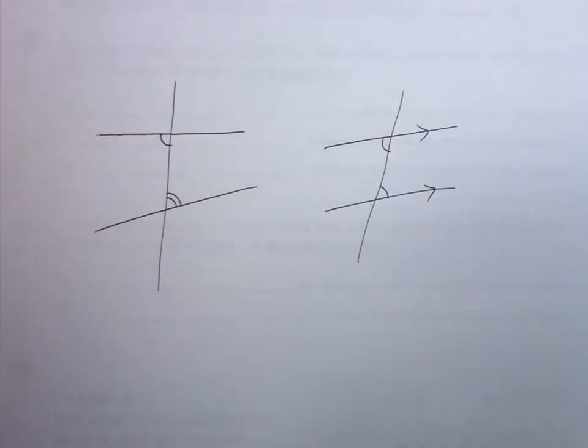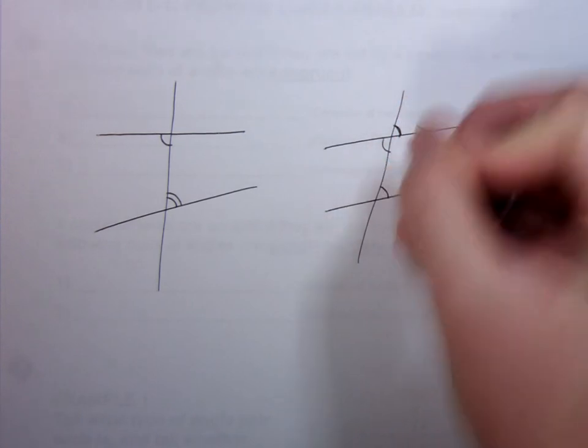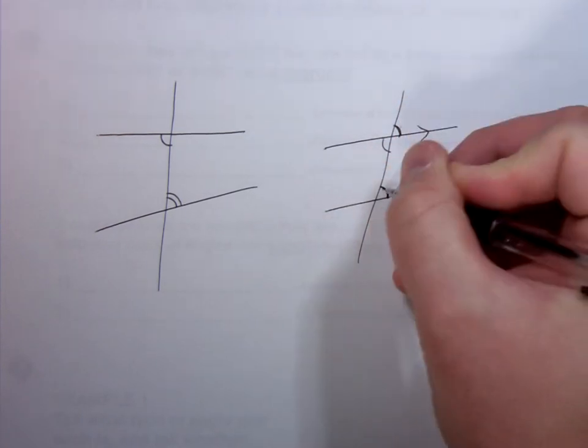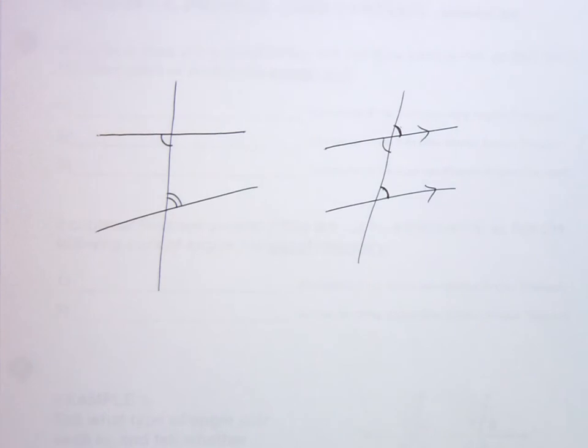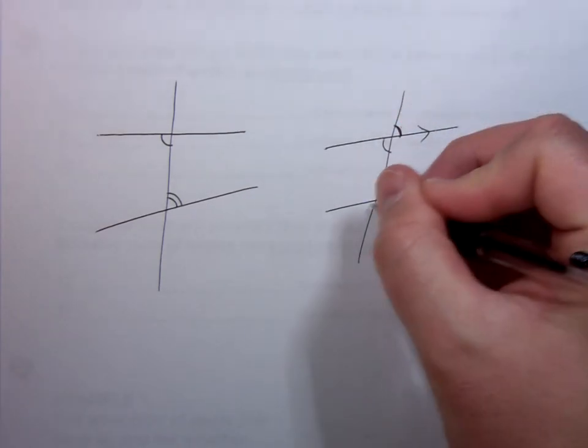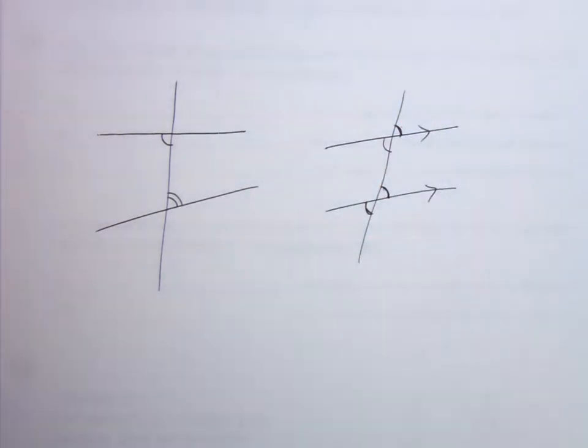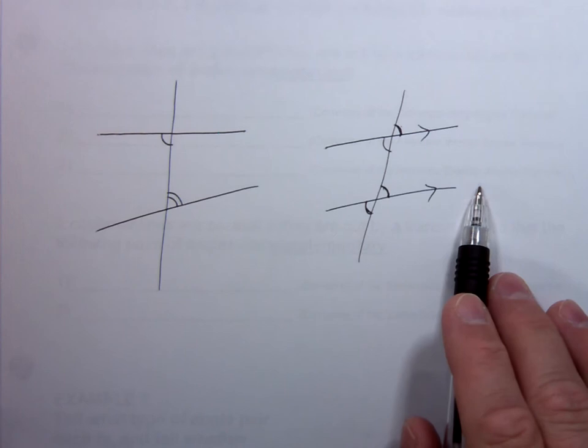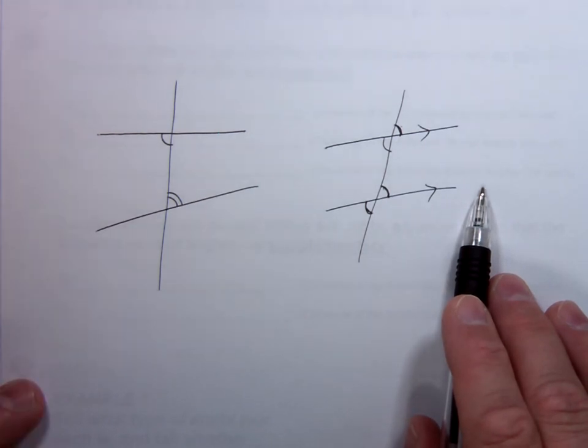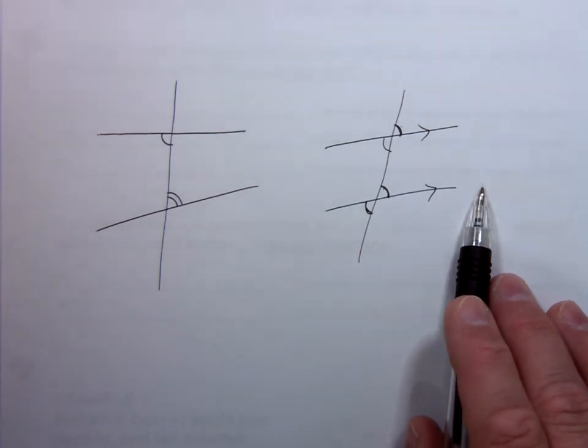Corresponding angles are congruent. Top right hand corner of this intersection, top right hand corner of this intersection. Corresponding angles are congruent. We also learned alternate exterior angles are congruent. Now all those things happen if the lines are parallel. Well, what we're going to learn today is that the converse of that is true. So instead of saying that if the lines are parallel, then these angle pair relationships are congruent, we say the converse. If the angle pair relationship is congruent, then the lines are parallel.